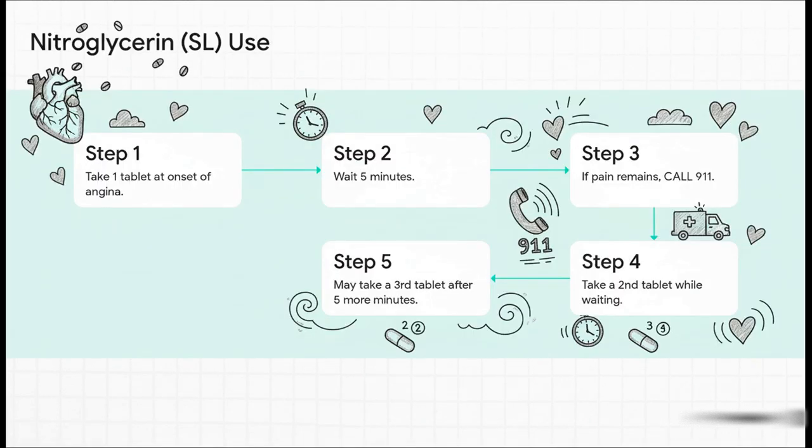Counseling on sublingual nitroglycerin is a core technician competency, and you will be tested on it. The steps are so precise and have to be followed exactly. 1 tablet under the tongue the second the pain starts. If that pain is still there after 5 minutes, the next step isn't another pill, it's to call 911. That is the single most important step. While they're waiting for help, they can take a second and then maybe a 3rd tablet 5 minutes apart. But that call to 911, it is absolutely non-negotiable.